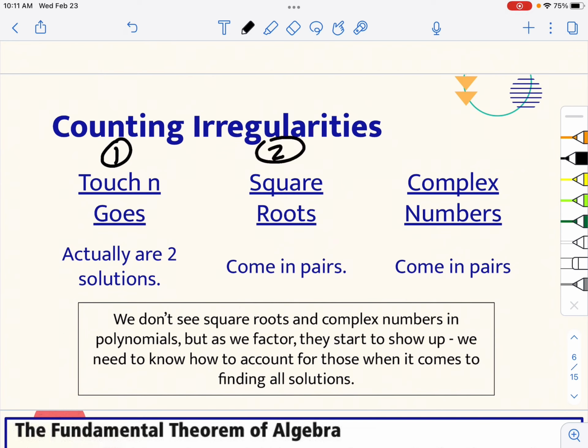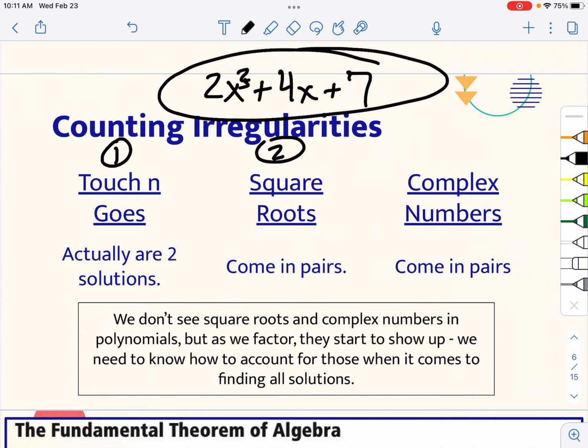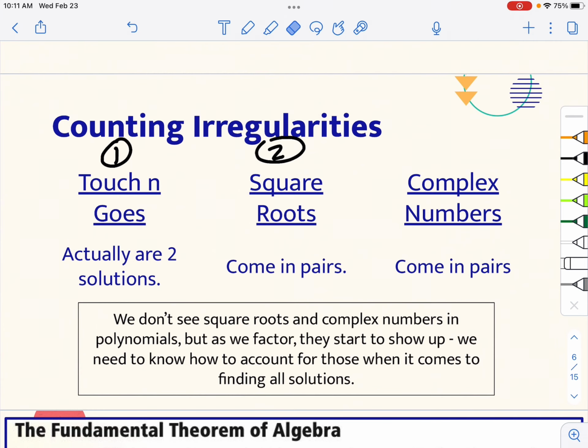The second thing we need to watch out for is square roots. When we look at a polynomial, and we're going to look at an example of this in a second, if one of the solutions is a square root, it's not like we see a square root here and we can know that. As we break it down and as we factor, that's where the square roots start to show up. So one thing that we will find with square roots is that square root solutions always come in pairs. Anytime we have a square root solution, we will always have 2 of them. It'll always be plus and minus the square root of something.